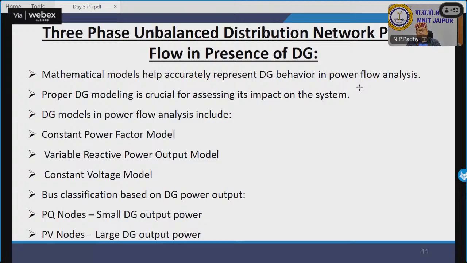So in the case of a 3-phase unbalanced distribution network in the presence of DG, I think the problem becomes very complicated now. Until now we have done only simple loads, lines and buses. Now, mathematical models help accurately represent DG behavior in power analysis. Proper DG modeling is crucial for assessing its impact on the system. DG models in power analysis include the constant power factor model, variable reactive power output model, constant voltage model, and bus classification based on DG power output model: PQ nodes for small DG output power, PV nodes for large DG output power.